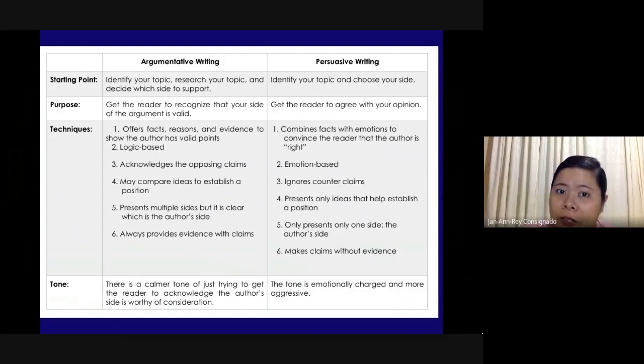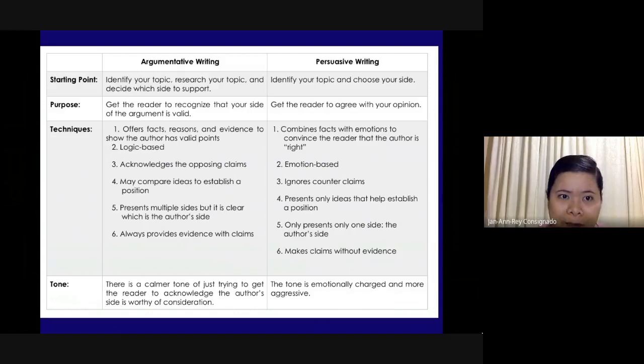If it's argumentative writing, the starting point is to identify the topic, research your topic, and decide which side to support. If it's persuasive writing, you have to identify your topic and choose your side. How about the purpose? If it's argumentative, get the reader to recognize that your side of the argument is valid. And if it's persuasive writing, get the reader to agree with your opinion.